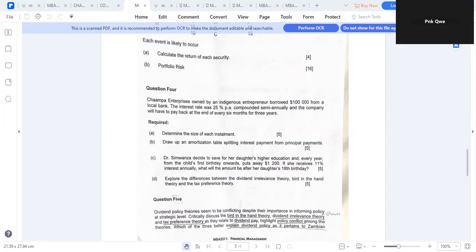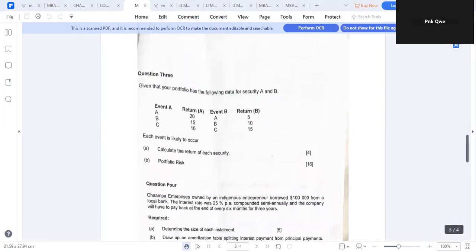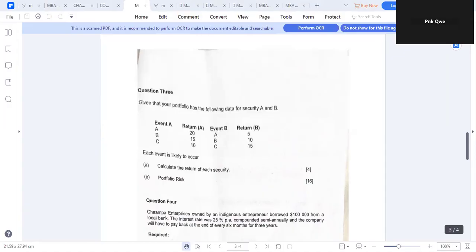Our next class in the evening, we'll look at questions to do with chapter 4, risk and return. We need to understand these things. I hope we are moving somewhere.